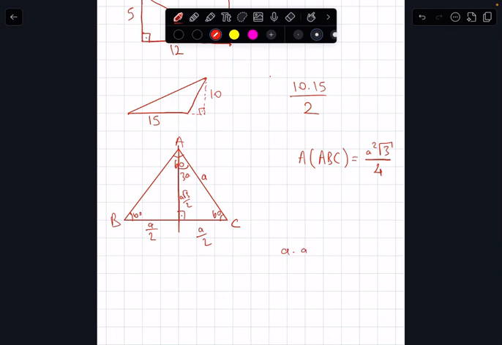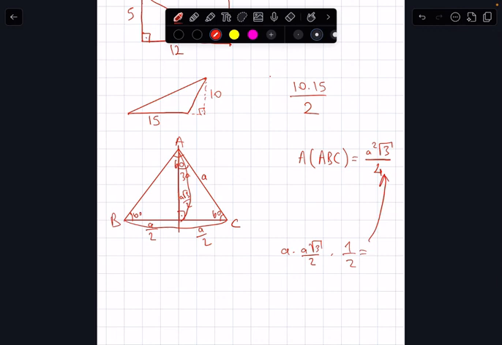A times A square root 3 divided by 2, right? Then I'm dividing it by 2. Why? Because it's base times the height, right? Base times the height divided by 2. This is also equal to times 1 over 2, dividing the whole thing. And that is equal to, right here, A squared square root 3 divided by 4. Okay, and one last thing.